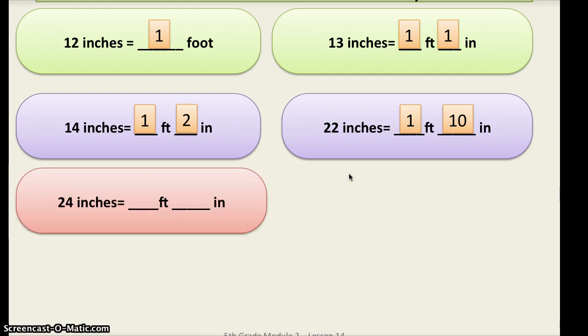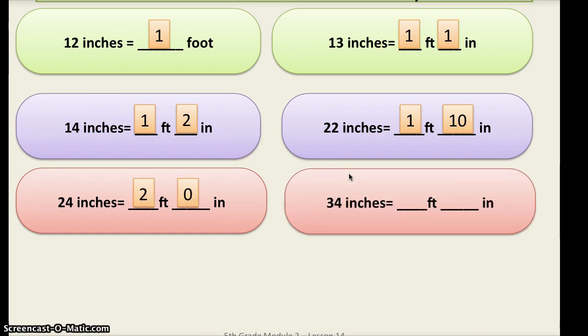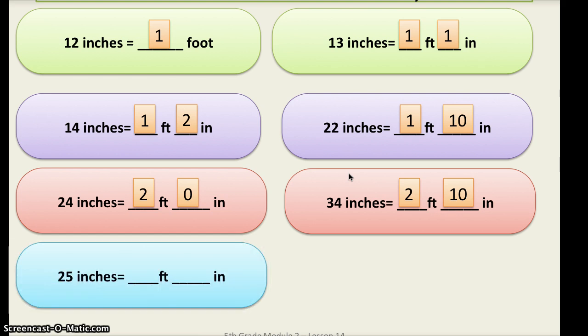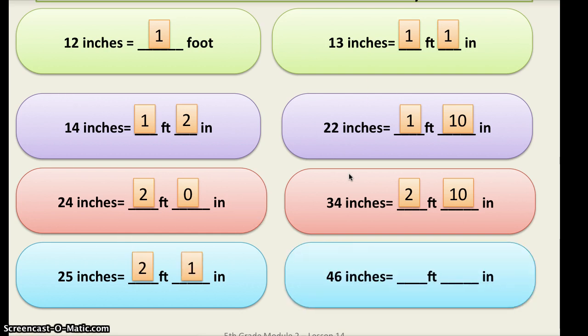What about 24 inches? 2 feet, no inches, and 34 inches. 2 feet, 10 inches. 25 inches would be 2 feet, 1 inch. And the last one, 46 inches. 3 feet, 10 inches.